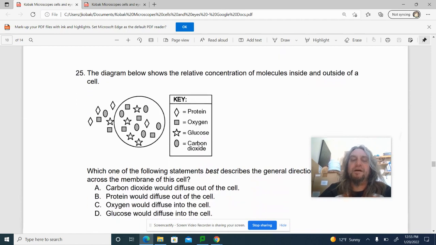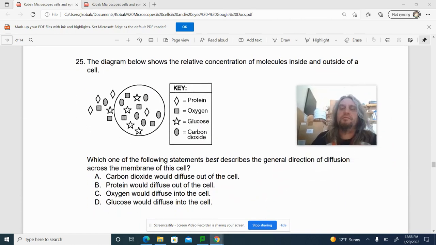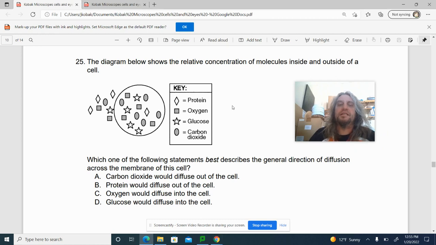Question number 25. I feel like we've seen this question before. It says the diagram below shows the relative concentration of molecules inside and outside of a cell. So the circle is the cell, and the key says the diamonds are protein, oxygen is squares, glucose is stars, and carbon dioxide are the ovals. Which one of the following statements best describes the general direction of diffusion across the cell membrane of this cell?